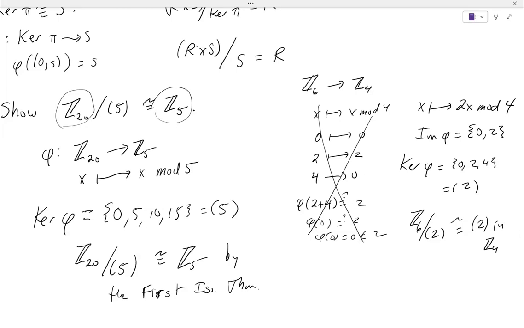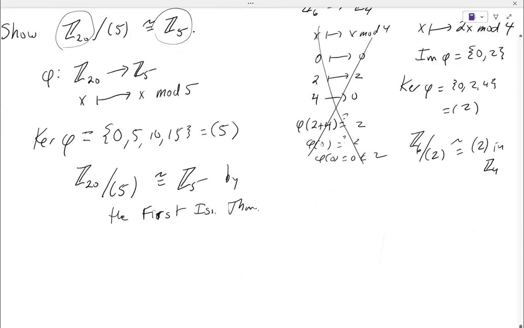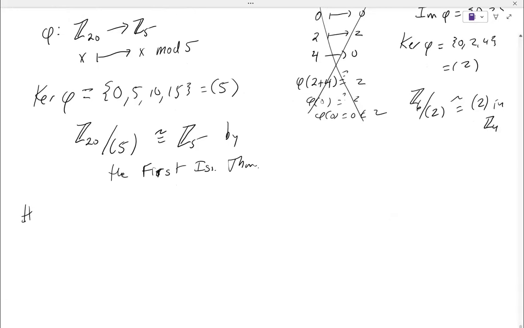All right, let's do another one here. This is number 11. I still need to go back and prove the first isomorphism theorem. I haven't done that yet.